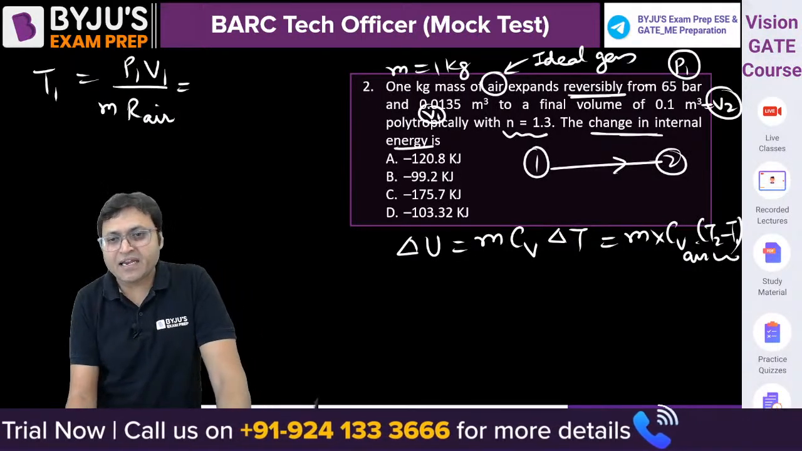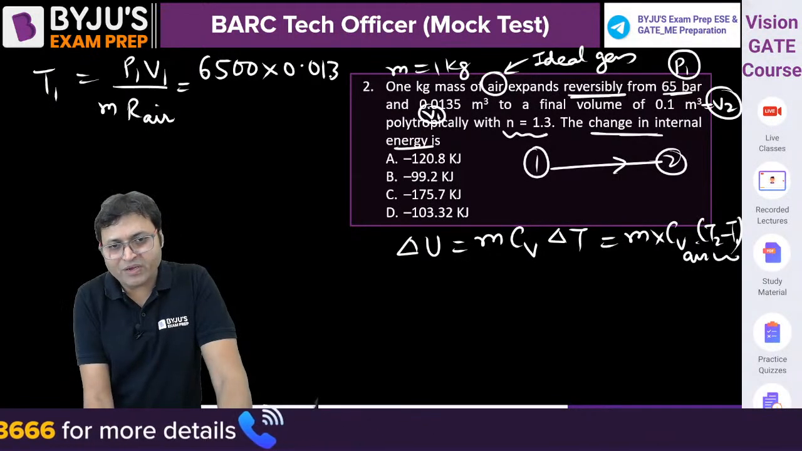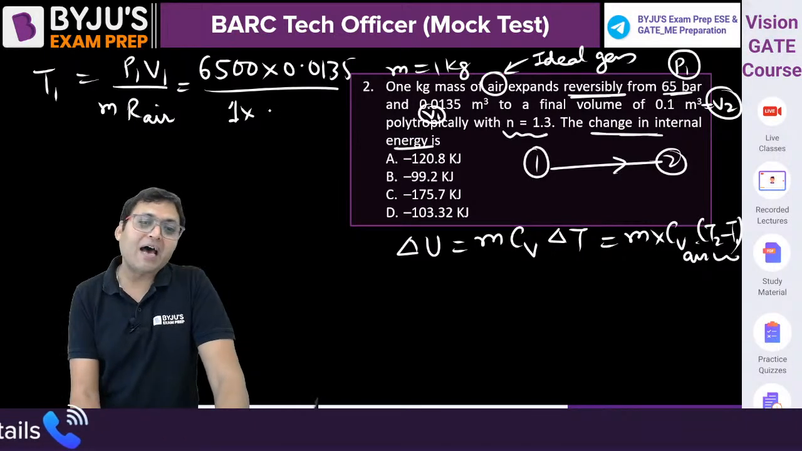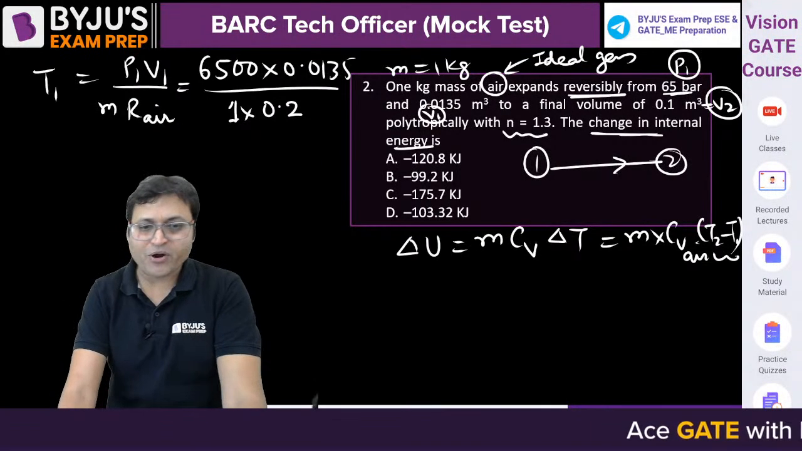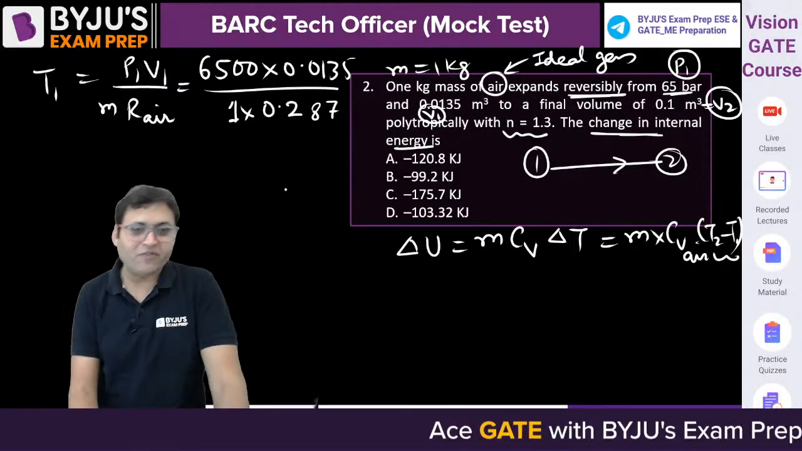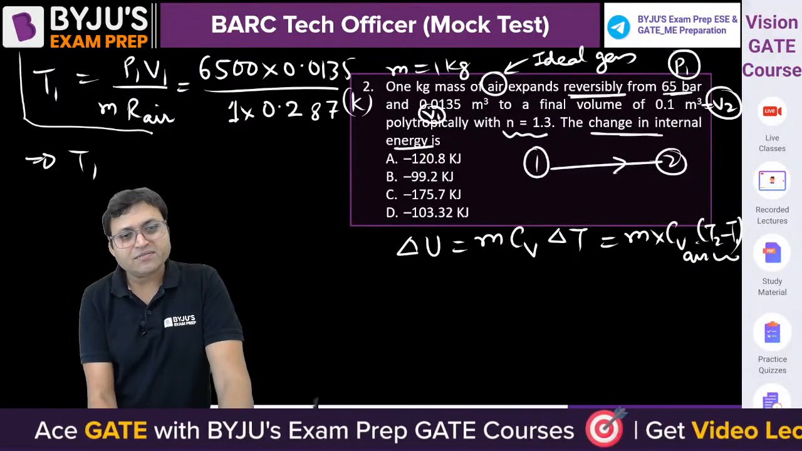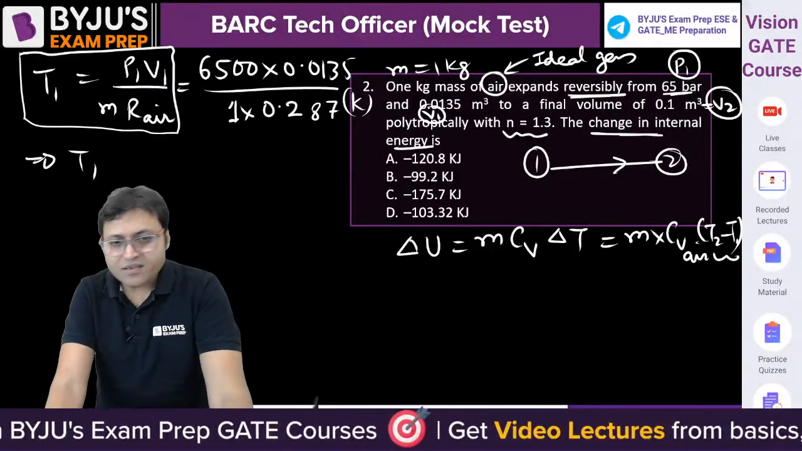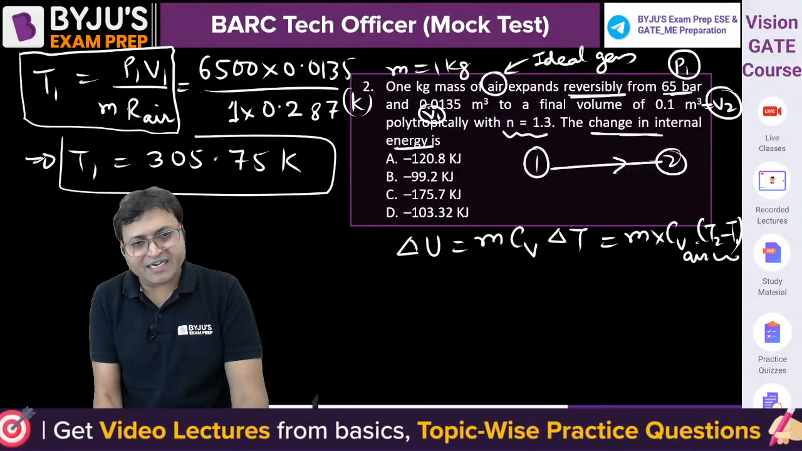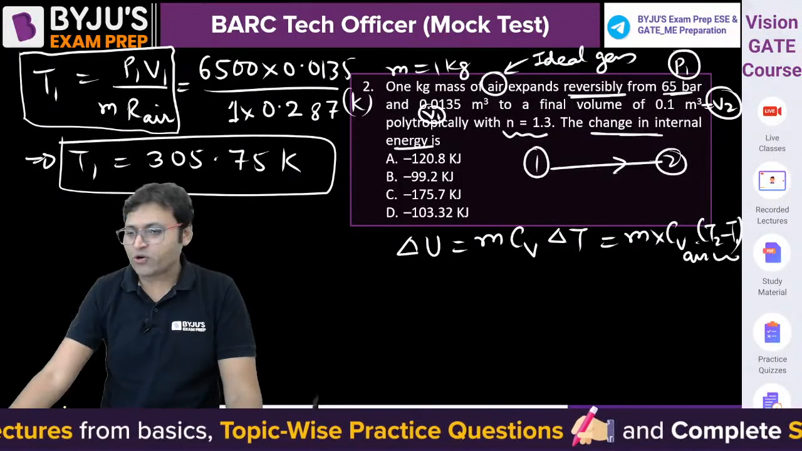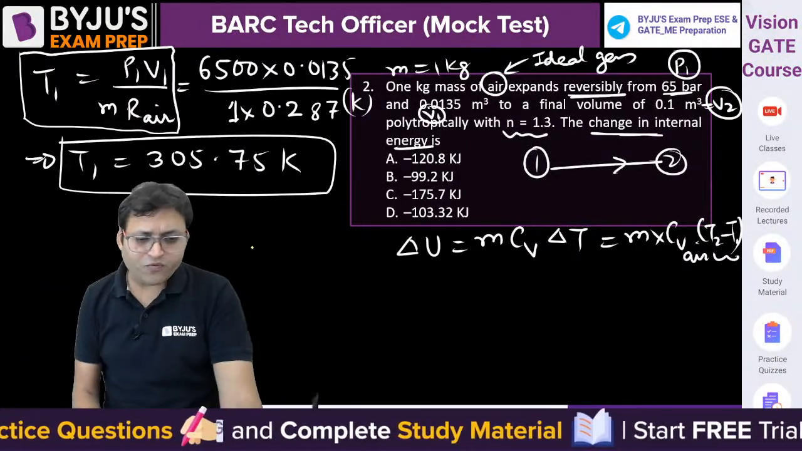R for air. What is T1? Pressure, if you take it in kilopascal, 1 bar is equal to 100 kilopascal, so it will be 6500. V1 is 0.0135 upon mass, which is 1, into R for air, 0.287, isn't it? R for air is 0.287 kilojoule per kg Kelvin. So this will be temperature in Kelvin. Using the ideal gas equation, the temperature T1 will come out to be 305.75 Kelvin. Are you guys getting T1 as 305.75? Yes or no?